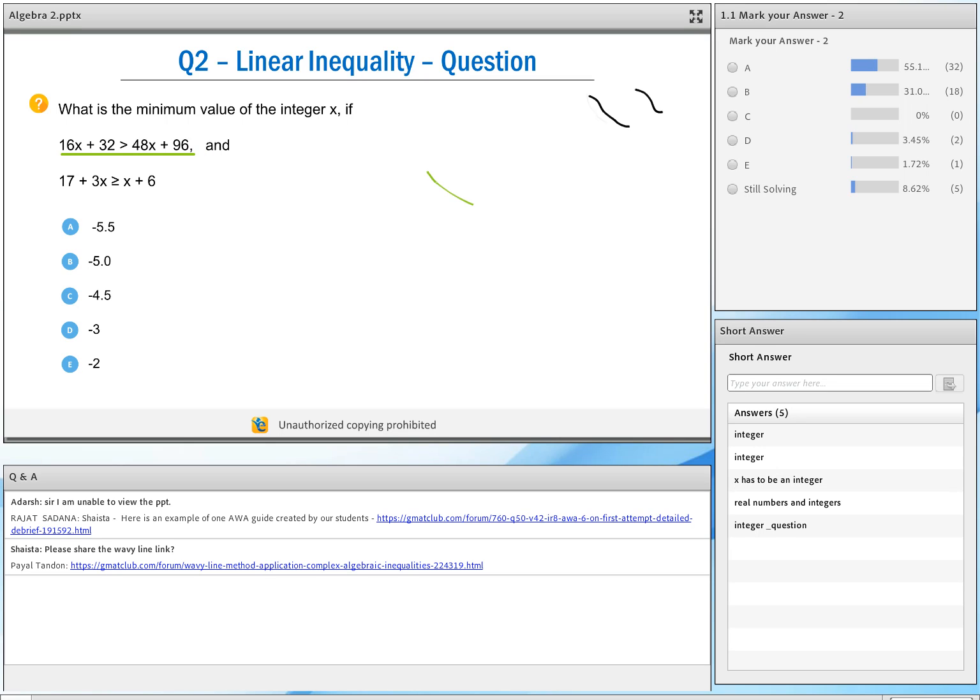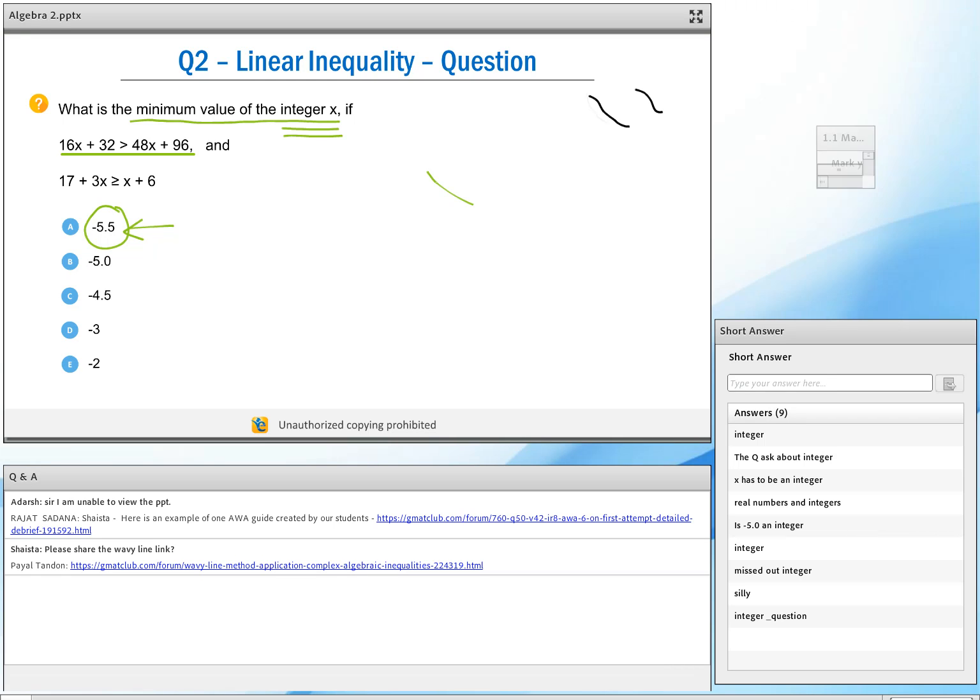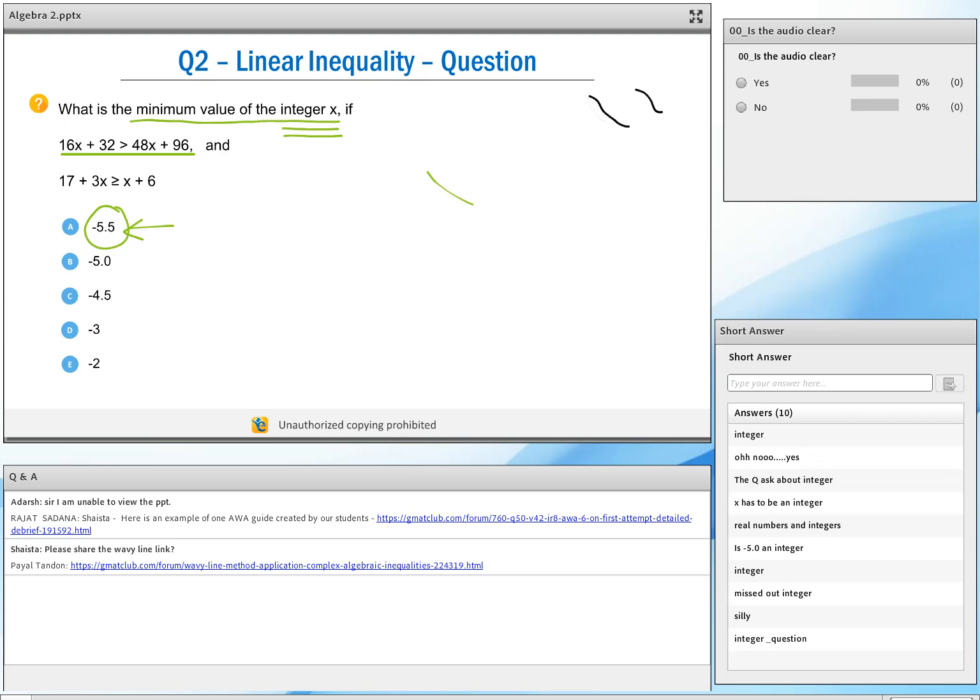So for all those who selected choice A as the correct answer, you did not see what the question is. The question is saying minimum value of the integer x. 5.5 cannot be an integer. So that's the mistake that you made. Now, how many of you will classify this mistake as a silly mistake? If you face the same problem, you experience the same thing while solving questions on your own, how many of you will write this mistake down as a silly mistake?